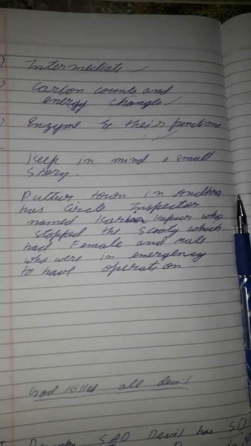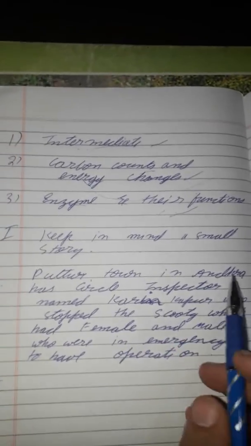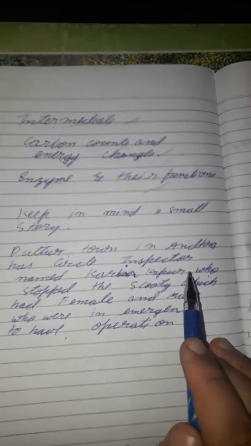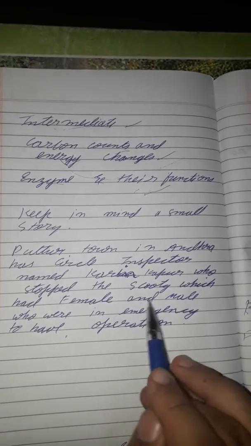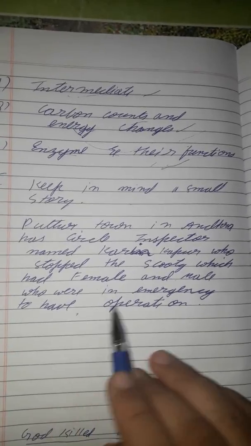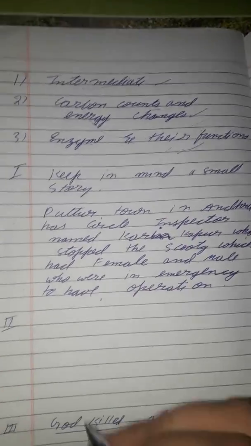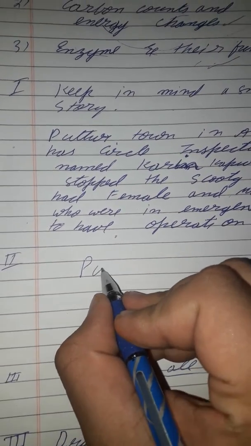Okay, open your eyes and let's see it. Puttur in Andhra Pradesh has a circle inspector named Karina Kapoor who stopped the scooty which had a female and a male who were in an emergency for an operation. Now how does this sentence help us to remember the intermediates of the Krebs cycle? Which was the town? Puttur, right?